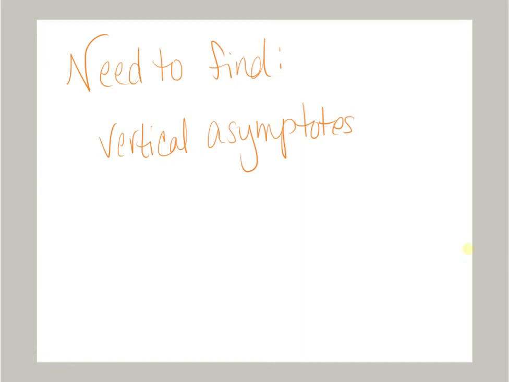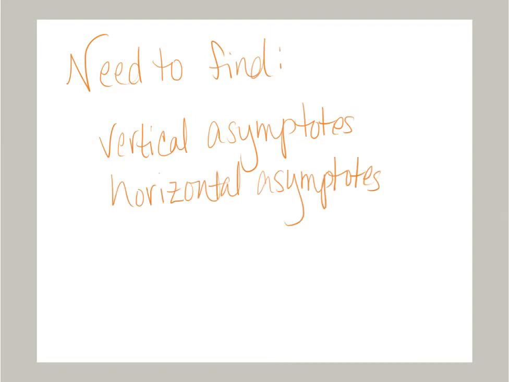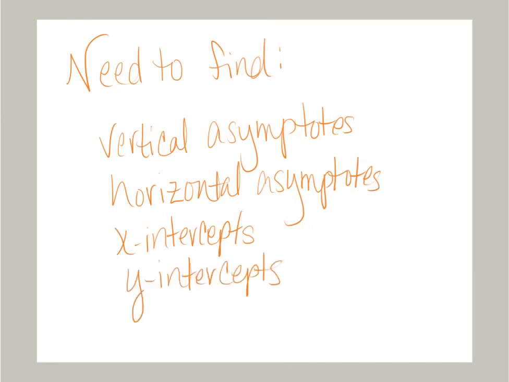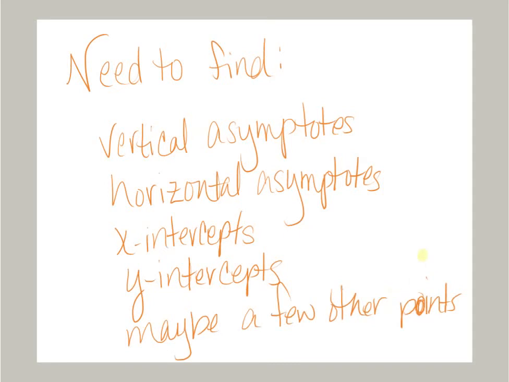To begin talking about graphing rational functions, we need to talk about the things that we need to have in our arsenal in order to graph. We need to find, first of all, the vertical asymptotes, the horizontal asymptotes, the x-intercepts, and the y-intercepts, as well as sometimes maybe a few other points. So these 5 things are going to help us to graph a rational function.